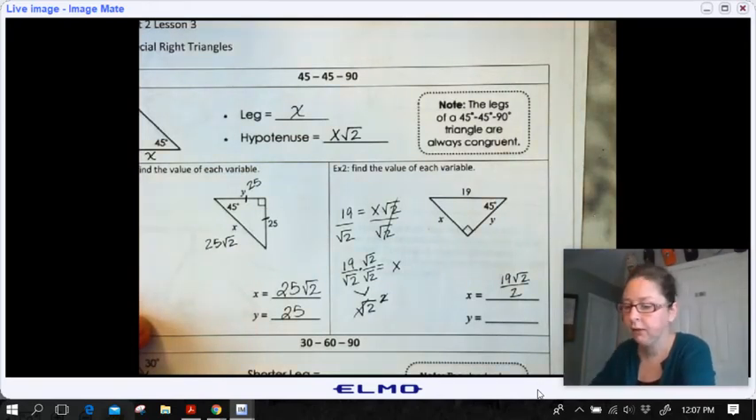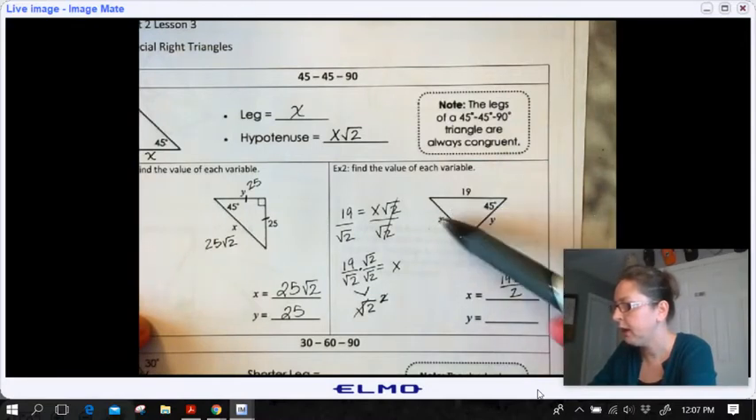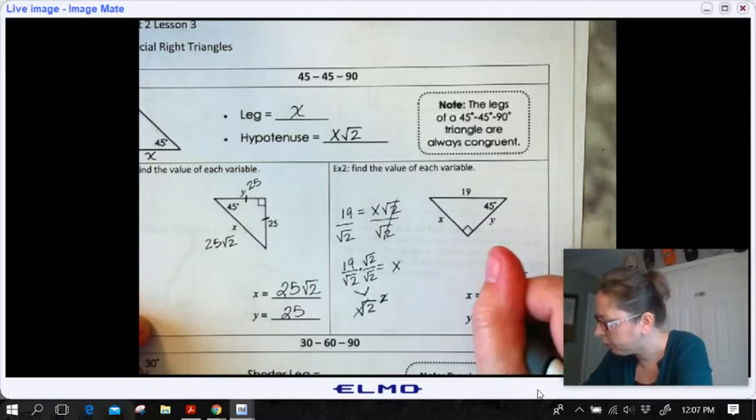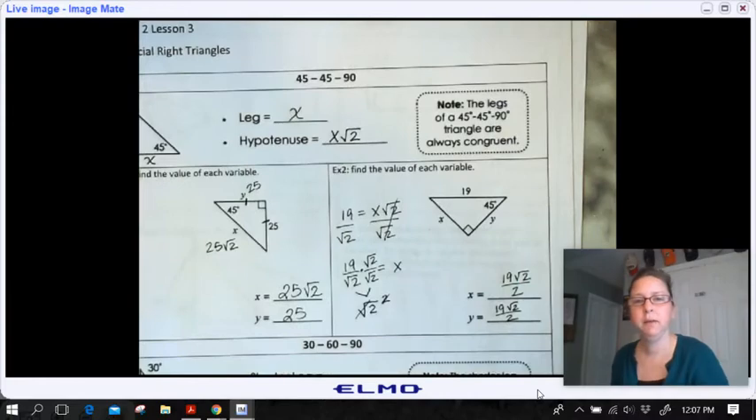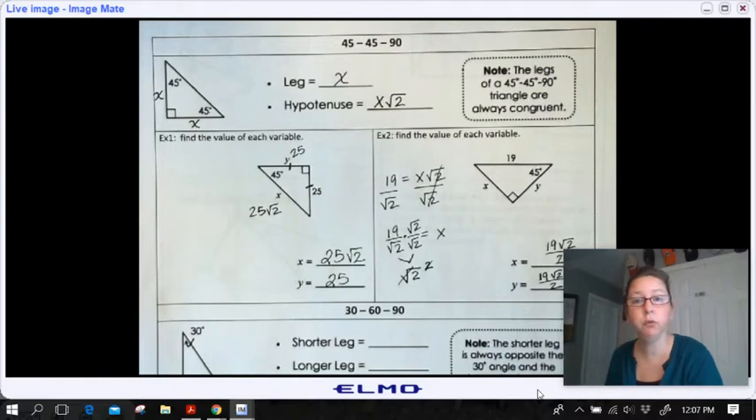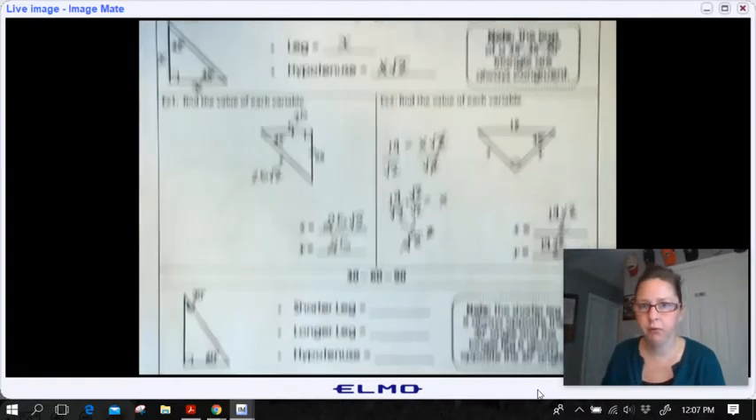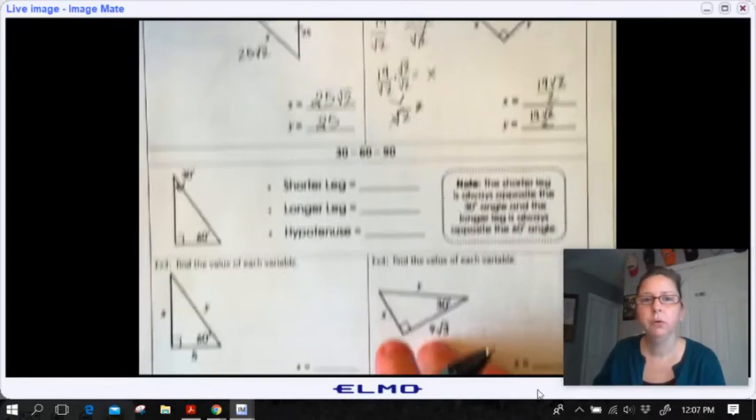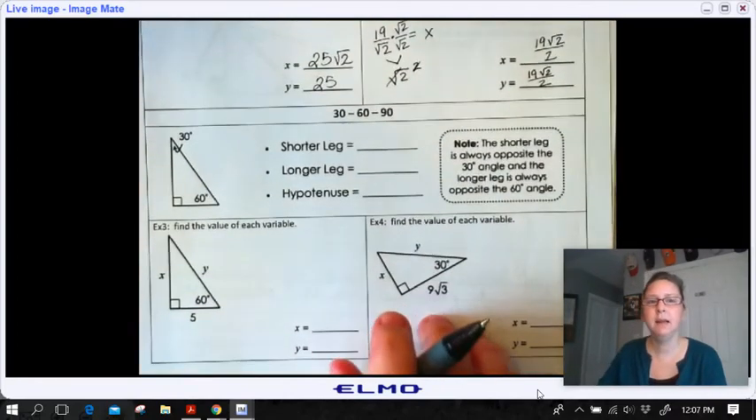Now, if that is what the x value is, well, this is a 45, 45, 90. So the x and the y are the same value. So 19 square roots of 2 divided by 2. And that's it. So you know how to start with a leg and figure out the hypotenuse, which is really easy. And then you can also start with the hypotenuse and figure out the legs, which is a little more tricky.